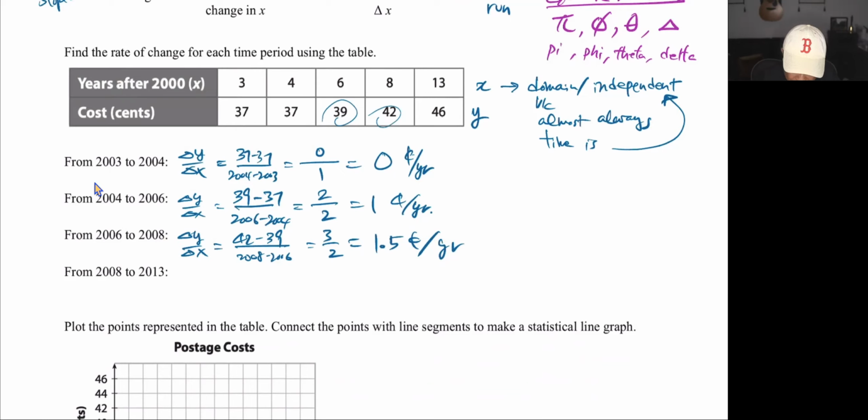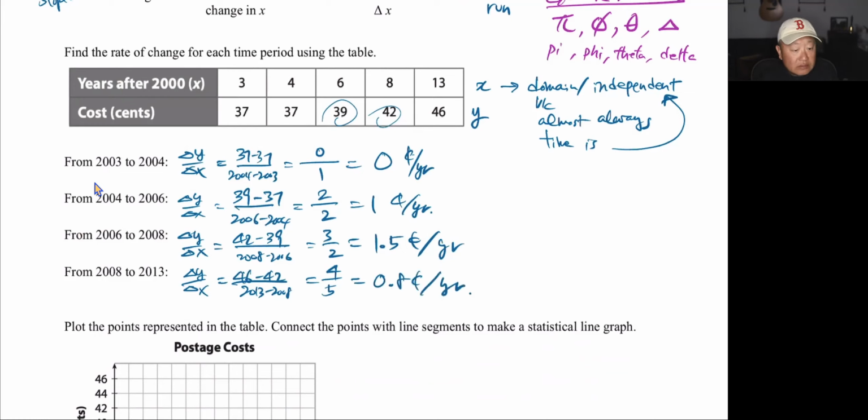We do the same thing for 2008 and 2013. I believe that's 5 years, right? Yep, it is. So that's 2013 minus 2008. And how much did the y value change? That's a difference of 4. So you gotta show where you got it. So 46 minus 42, that is 0.8 cents per year. So it looks like this.